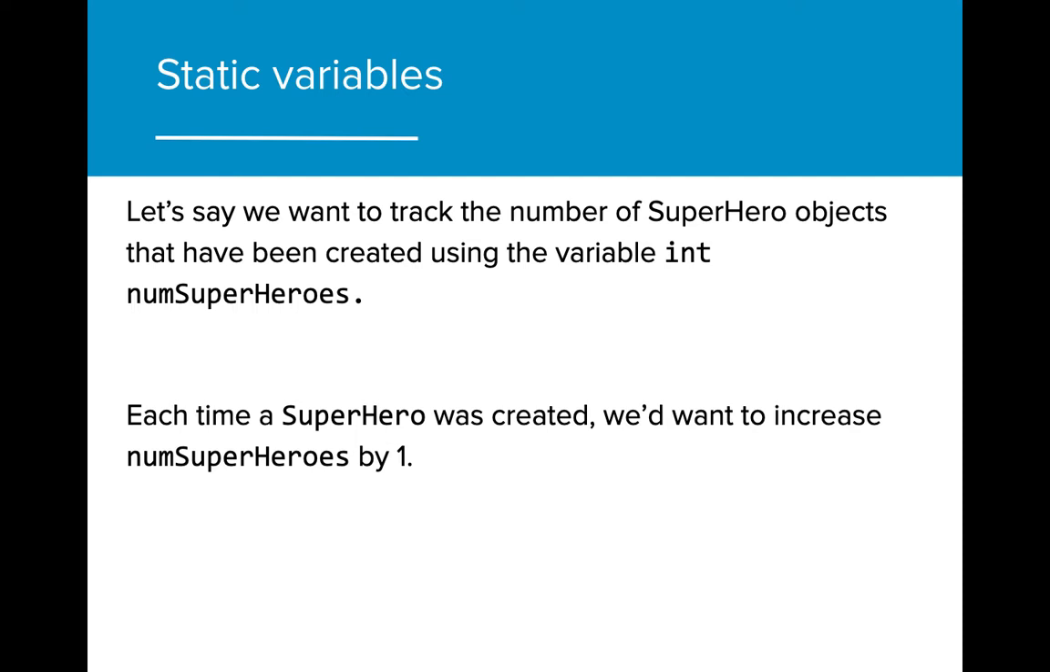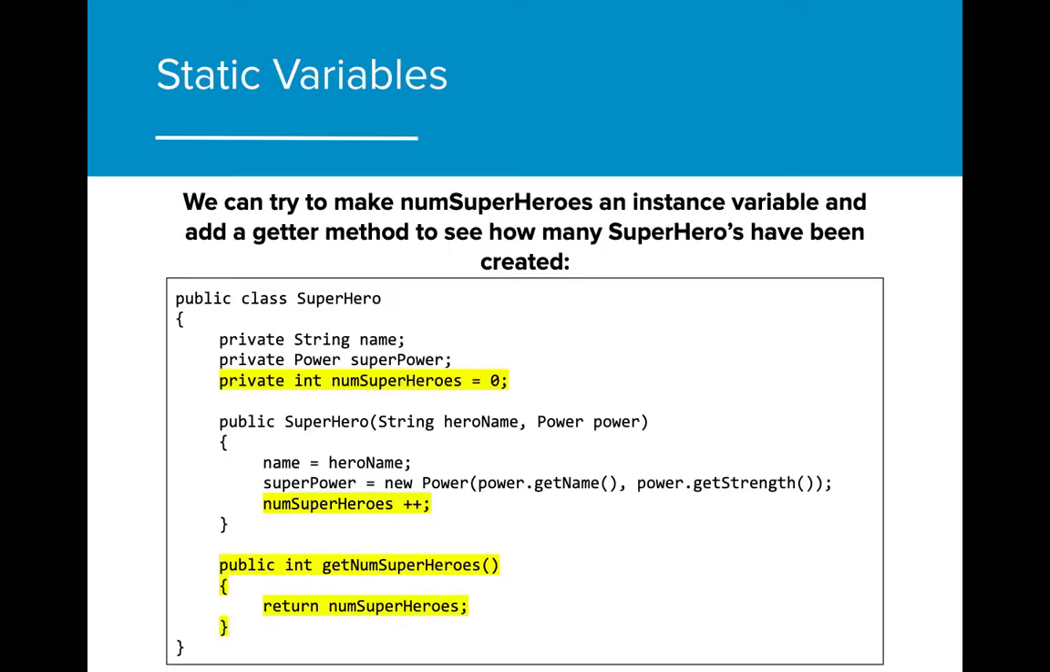Suppose we wanted to keep track of the total number of superheroes that were being created. One way that we could do that would be to create a variable numSuperheroes that tracks the number of superheroes that are being created. Every time that the constructor is used, we can increase this number by 1 to track the total number of superhero objects. We could try to do this using an instance variable. Here we've created the numSuperheroes variable and set it to 0, and created a getter method that allows us to retrieve this information. When the constructor is called, we will add 1 to the numSuperheroes value.